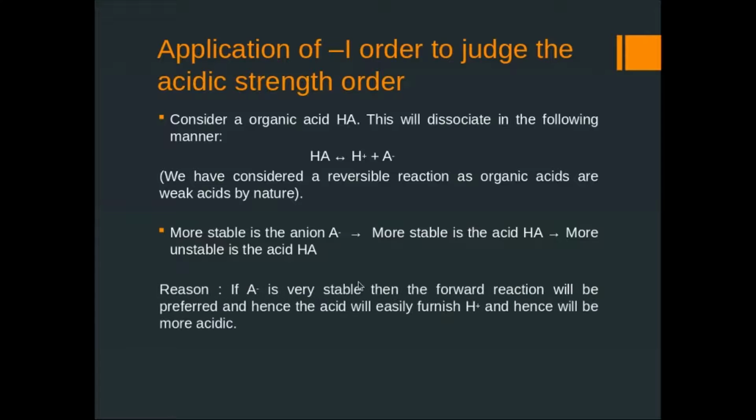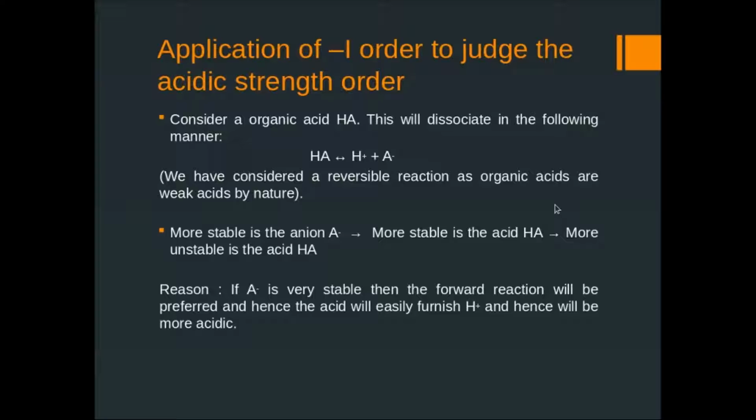then the acid HA is less stable, and so more hydrogen ion will be furnished in the solution, and therefore the organic acid is more acidic compared to any other compound if we do a comparative analysis. If A minus is very stable, then the forward reaction will be preferred. Obviously any system wants stability. Therefore, if A minus is very stable, the forward reaction will be preferred, and hence the acid will easily furnish H plus and will be more acidic.